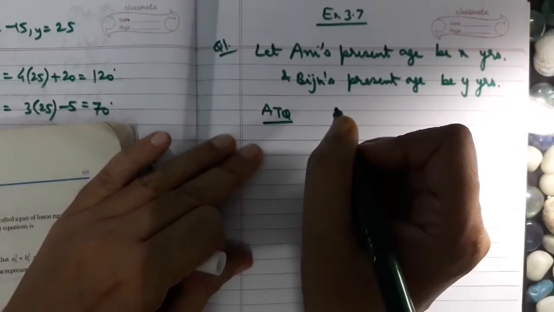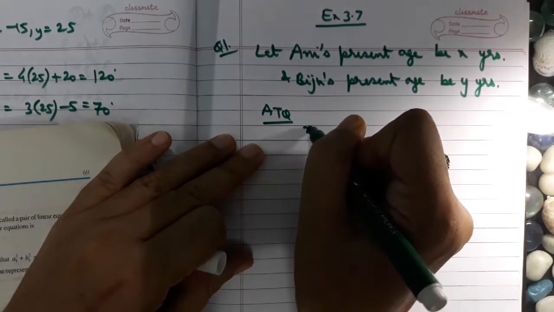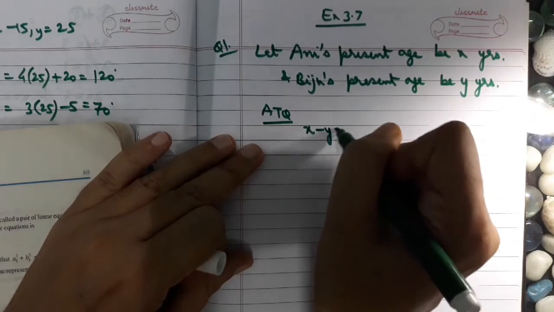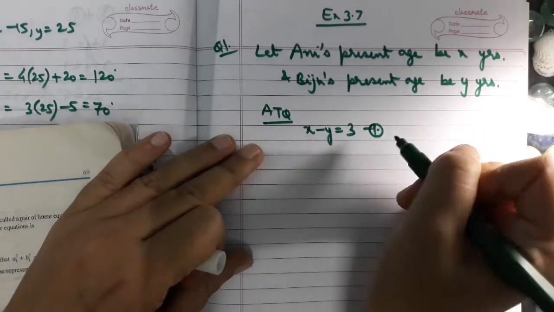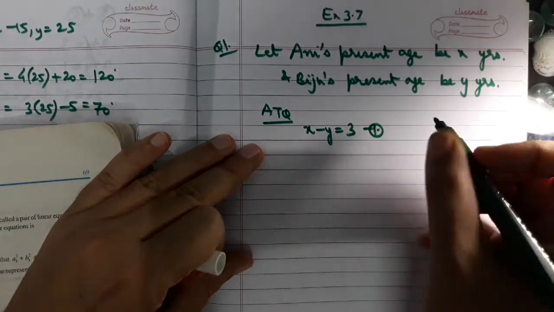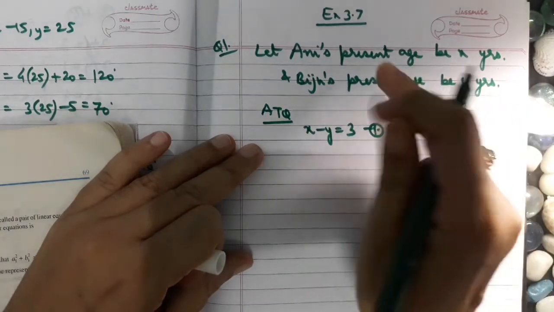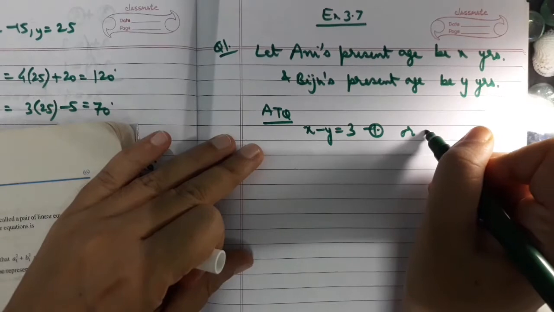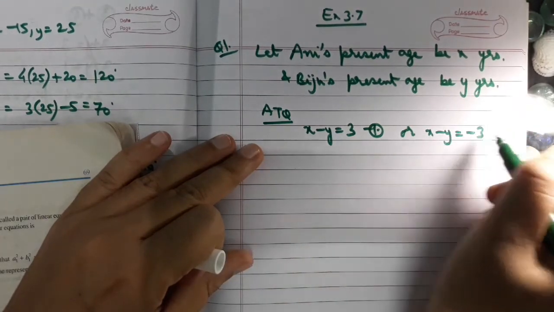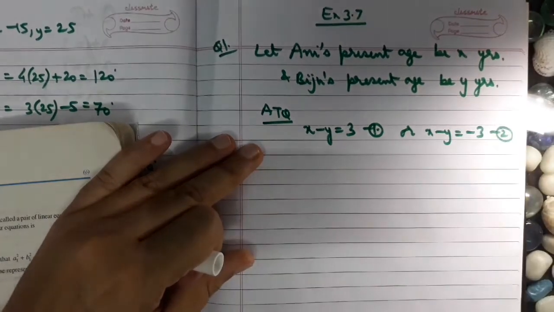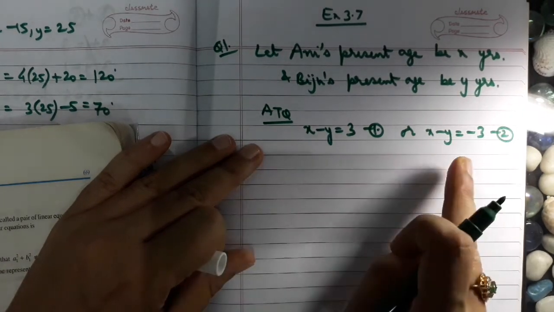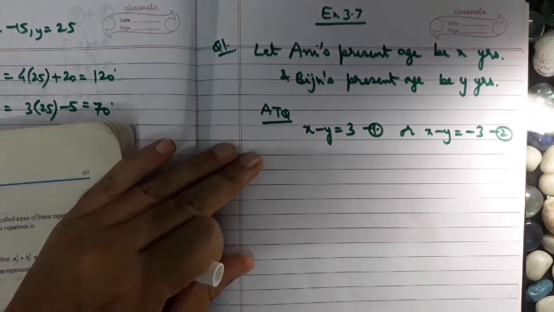So these are two friends. If Ani is elder than Biju, then X minus Y equals 3. This is one equation that we will obtain. Or if Biju is elder than Ani, then you will get X minus Y is equal to minus 3. This is the second equation we obtain. Either this is possible or this is possible.